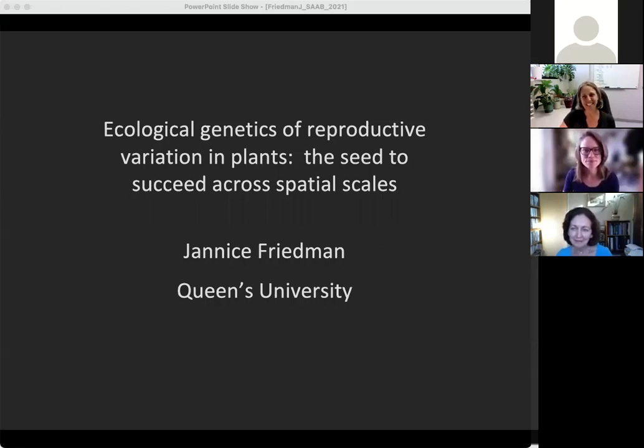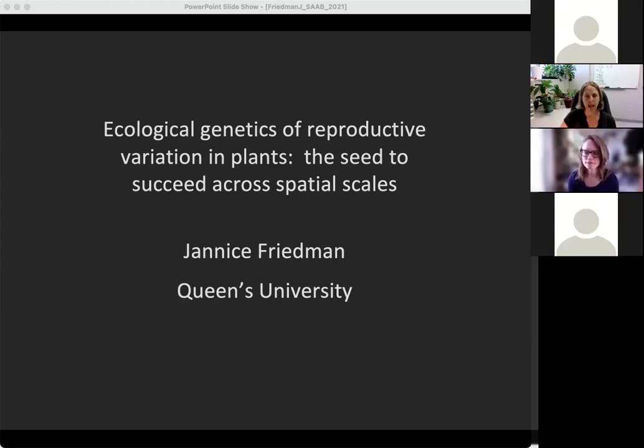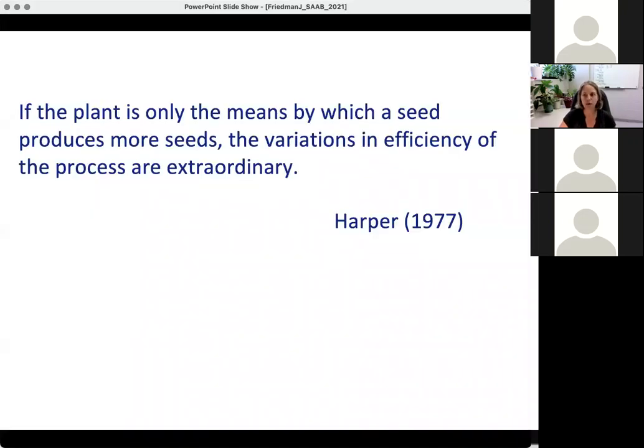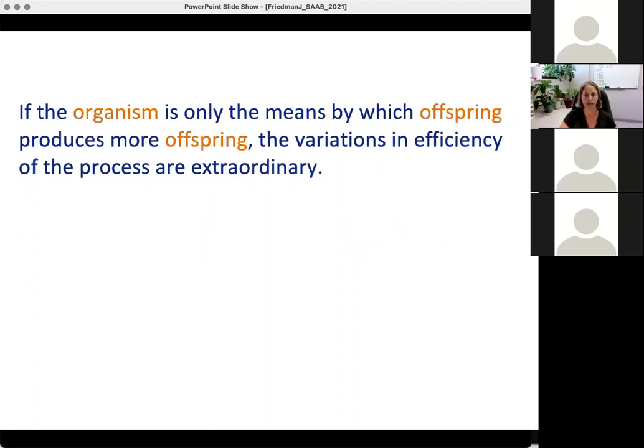As an evolutionary biologist, I'm fascinated by the diversity around us. It's amazing to me that evolution has produced such a spectacular variety of solutions to a single core problem. At its essence, life is about going from one generation to the next, and I find it incredible that there is so much diversity around this process. I think this is nicely summarized in this quote by Harper: if the plant is only the means by which a seed produces more seeds, the variation in efficiency of the process is extraordinary. Everyone here probably works on plants, but of course this could be generalized to all organisms. It's not a problem specific to plants. It's this efficiency and variation in the process of going from one generation to the next that really drives a lot of the research in our lab.